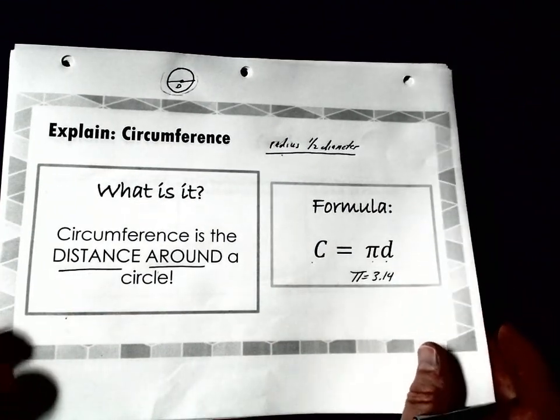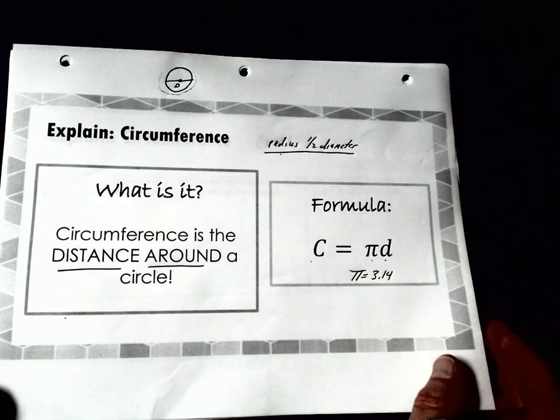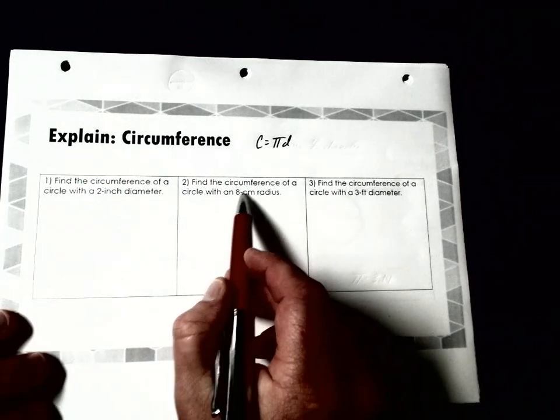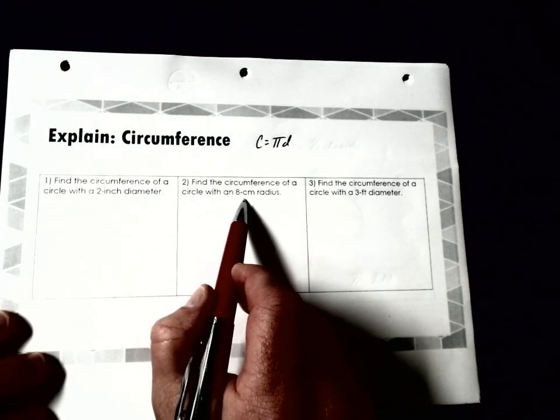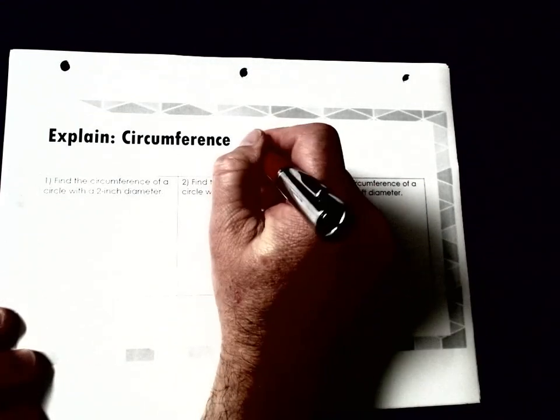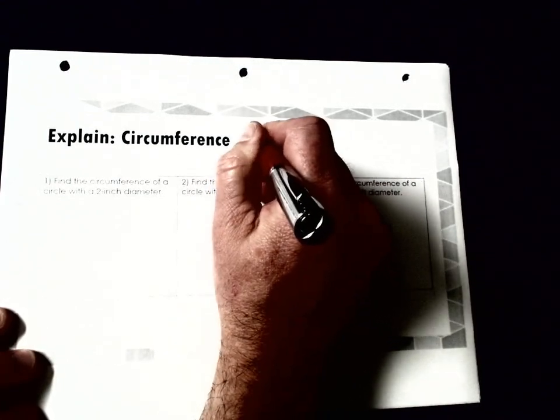Now we're going to go through a few examples. I'm not going to do all of them because I want you to try some on your own after I go through a couple. So we're going to start on this page. I'm going to start with question 2. Okay, it says find the circumference of a circle with an 8 centimeter radius. And I put the formula right here from the previous page.